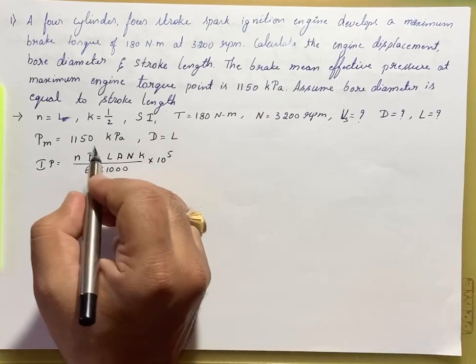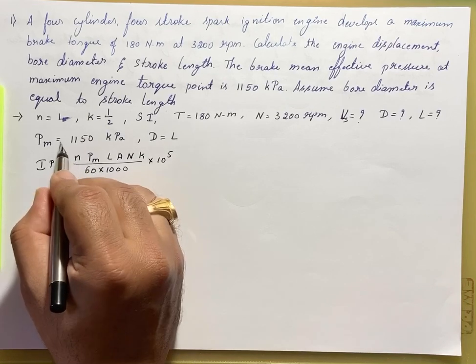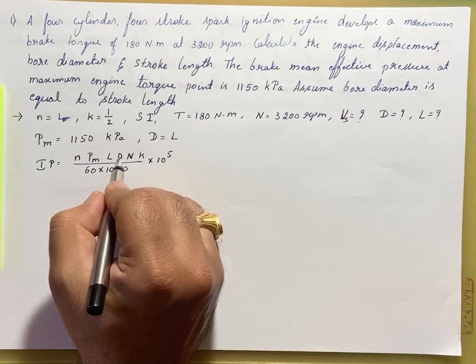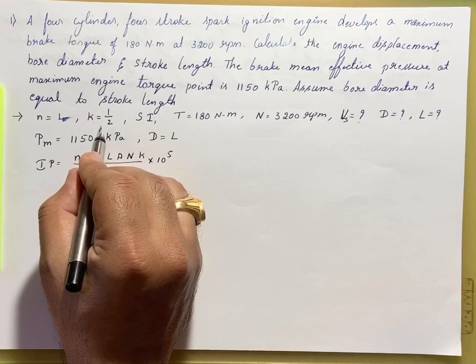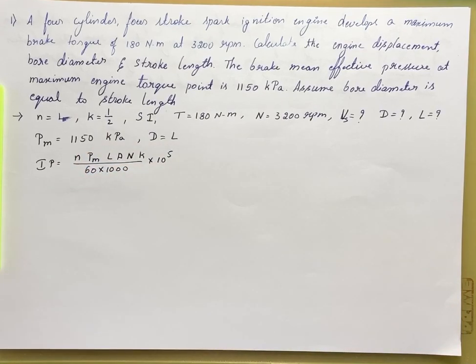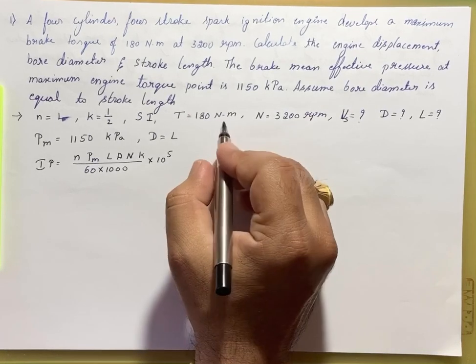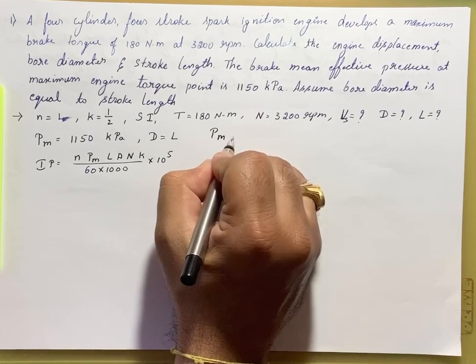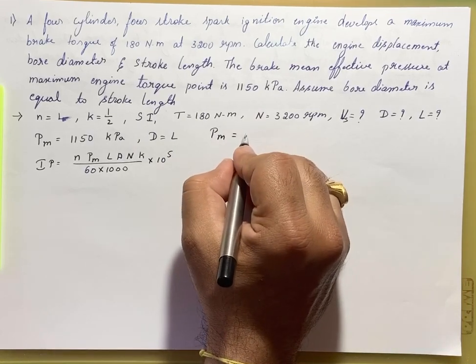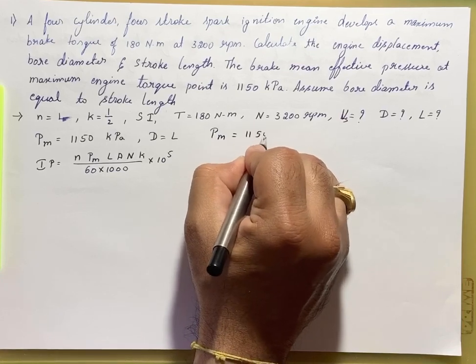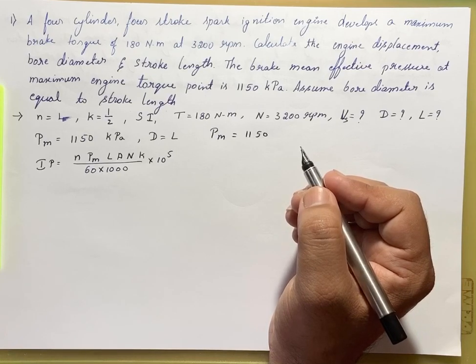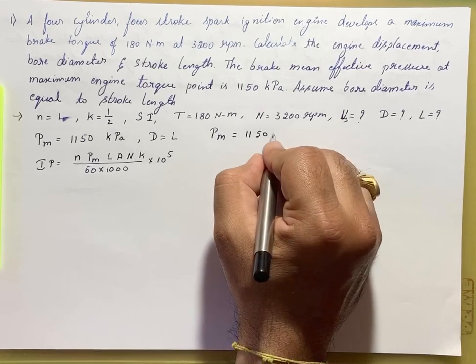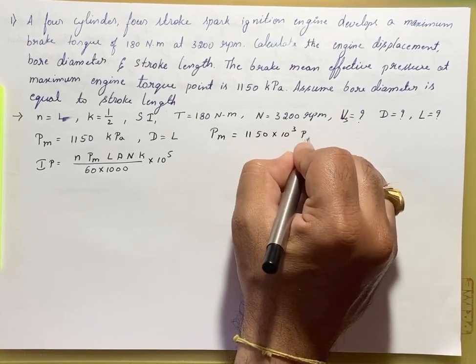Right. Now we have N, we have PM. L is what we need to find out. A and L we can find out with the help of this, and K is half here. Right. Now we can substitute directly in this formula. Now here PM is given as 1150 kilopascals there. Right. PM is given as 1150 into 10 raised to 3 pascals.